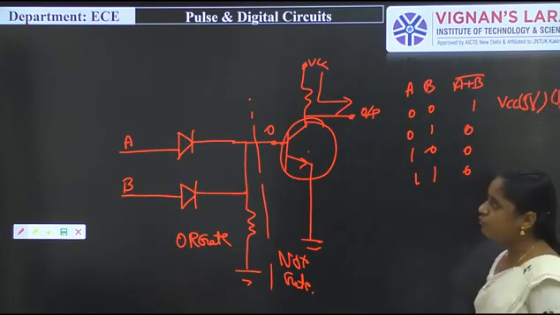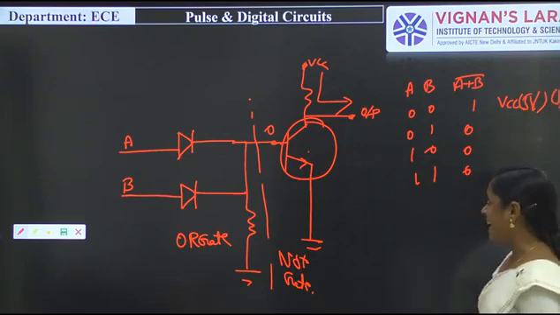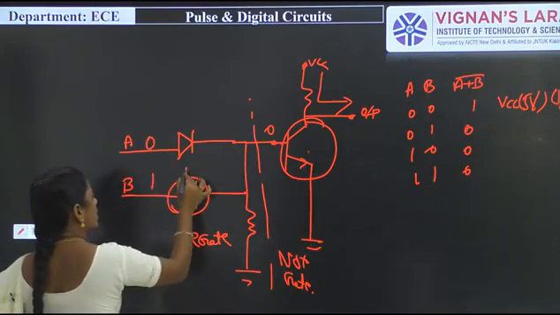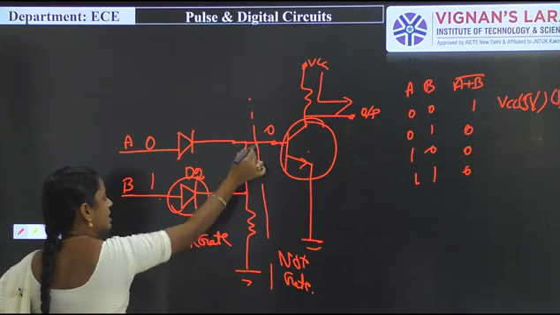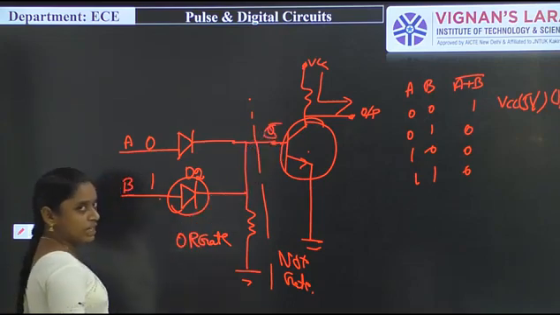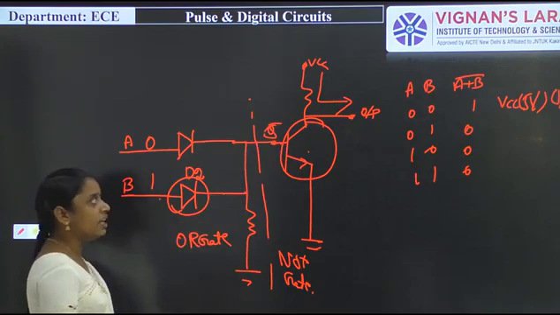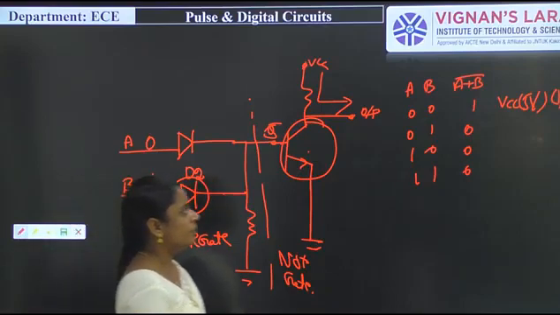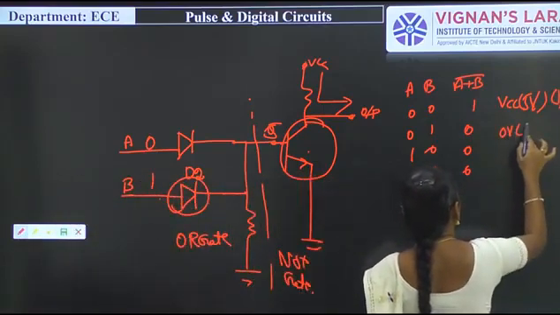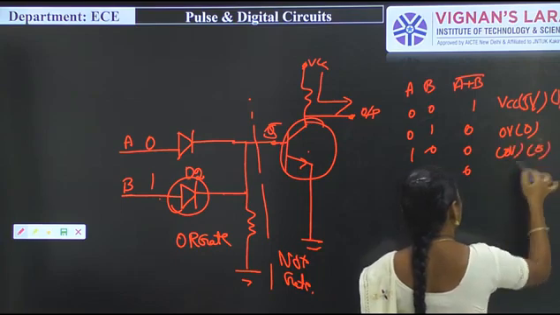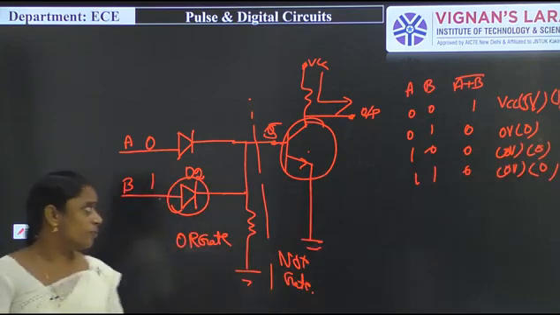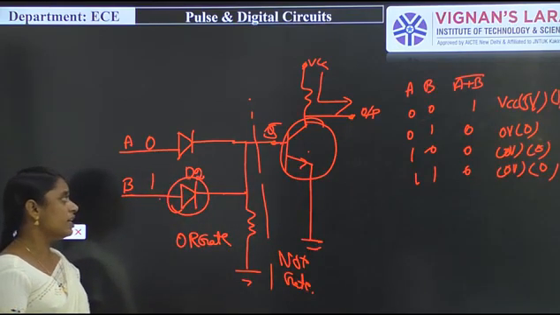At the next condition, when the input signals A and B are 0, 1, this diode D2 is in on condition. That's why this 5 volt signal will be reached here. This 5 volt signal is given to this particular transistor, so the transistor is in on condition. When the transistor is in on condition, the output will be 0 volts, that is logic 0. And for the remaining conditions also the output will be 0, because the OR gate output is 5 volts for the remaining conditions. That's how it performs the NOR gate operation.